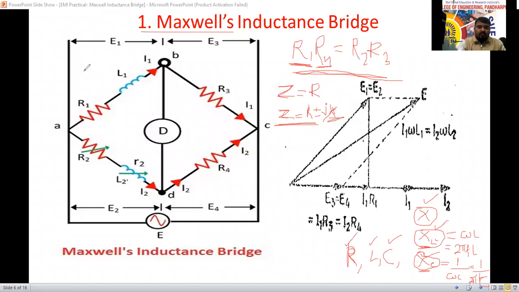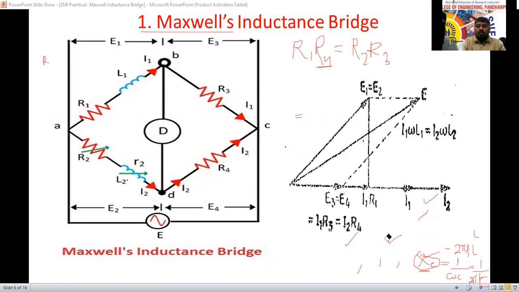For the DC circuit, only resistance is there. We can use R1 R4 equal to R2 R3. But for the AC circuit, here it is a combination of resistance and inductance. So this R1 R4 equal to R2 R3, I will write in the form of Z1 Z4 equal to Z2 Z3 here now.